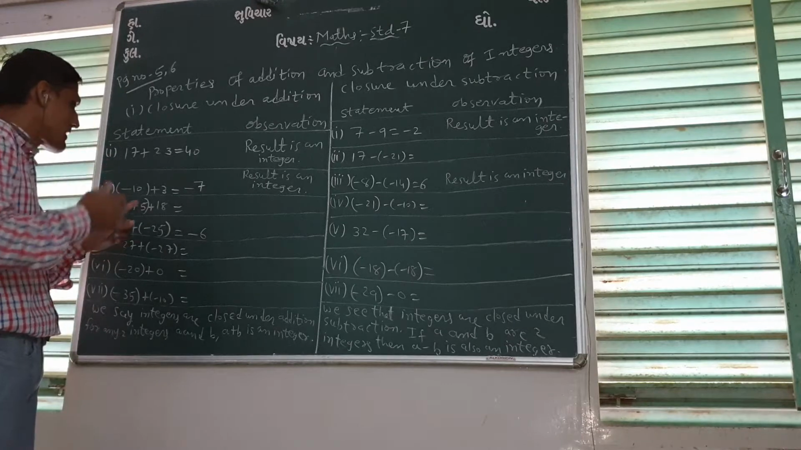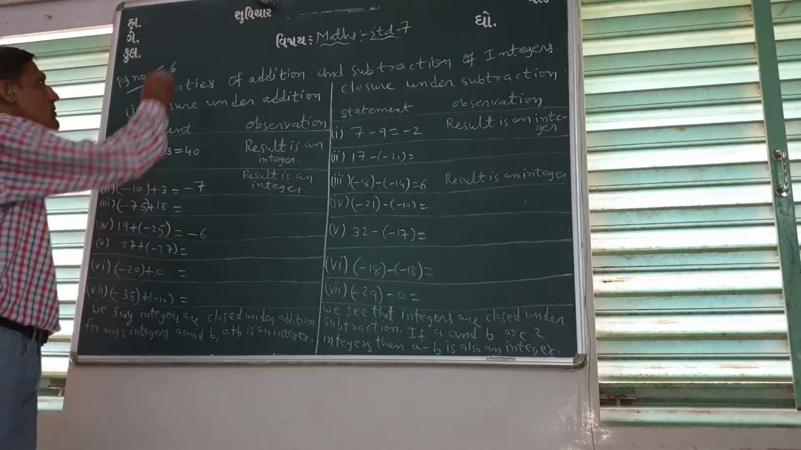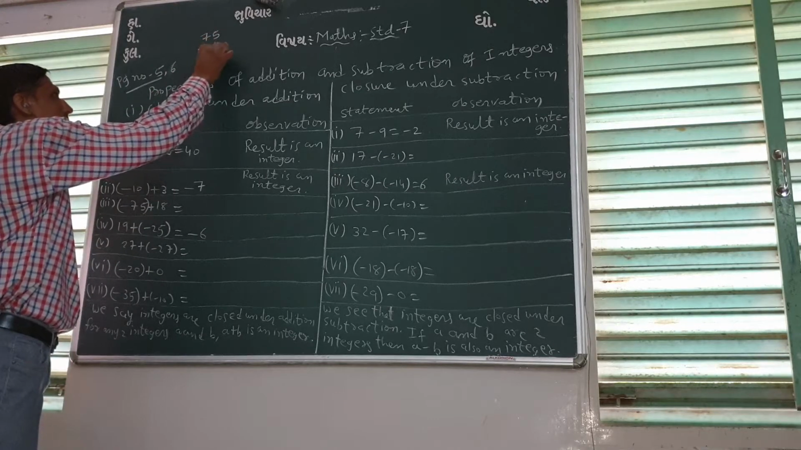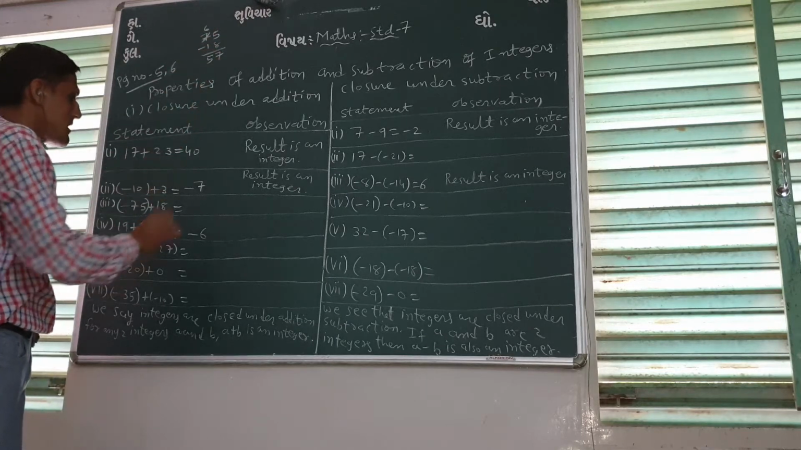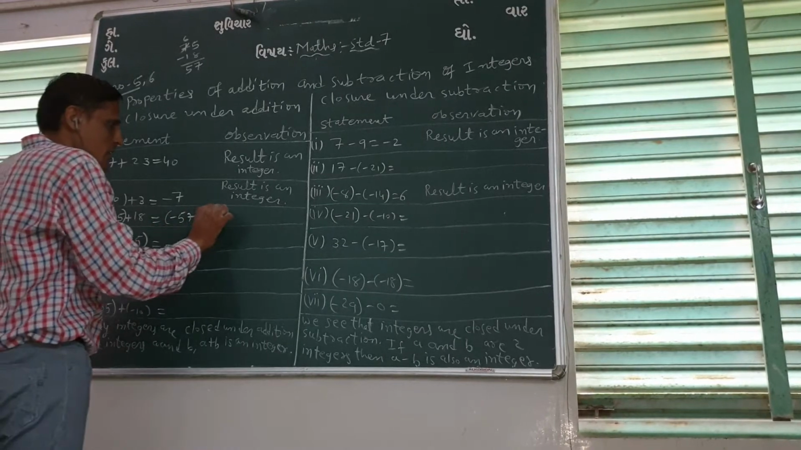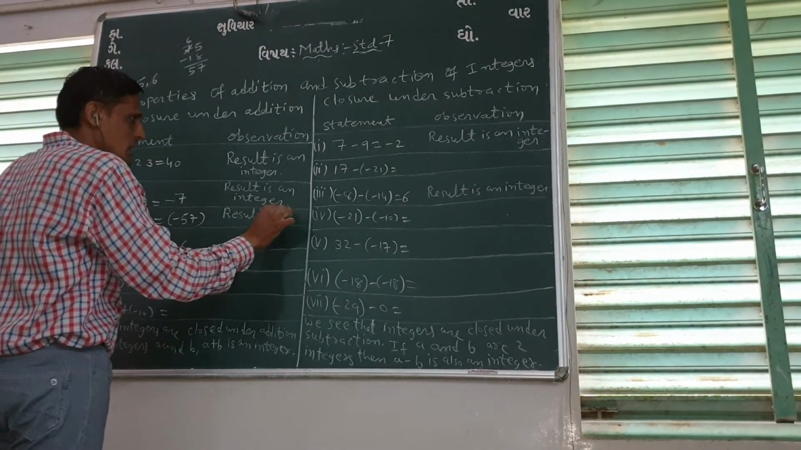Right? Then minus 75 and plus 18. So 75 minus 18 we will do. 15 minus 8 is 7. 6 minus 1 is 5. So 57. Answer is minus 57. It is also an integer. Result is an integer.